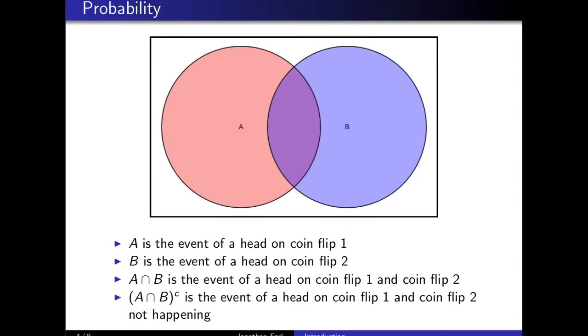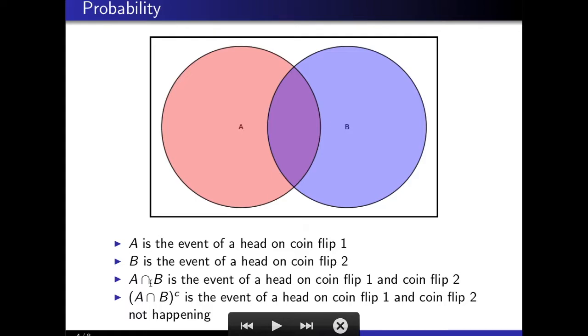Okay, so one way that we could think about probabilities is with Venn diagrams, especially when we start looking at multiple events stuck together. So suppose that we're going to flip 2 coins. Our first event, A, is going to be the event that we get a head on the first coin flip, and B is going to be the event that we get a head on the second coin flip. We can talk about what happens if A and B both occur. So in this case, that would be getting a head on flip 1 and then getting a head on flip 2.